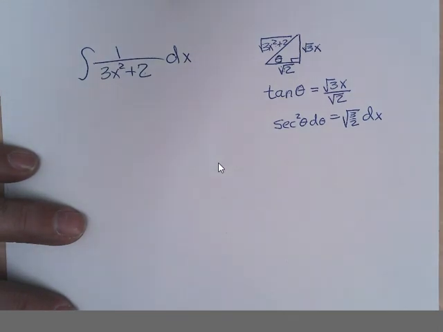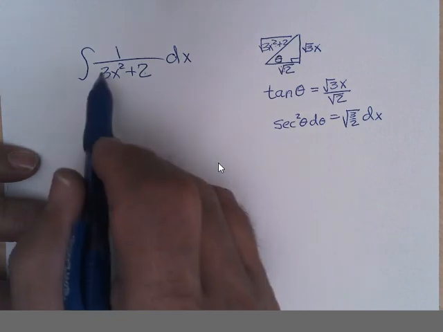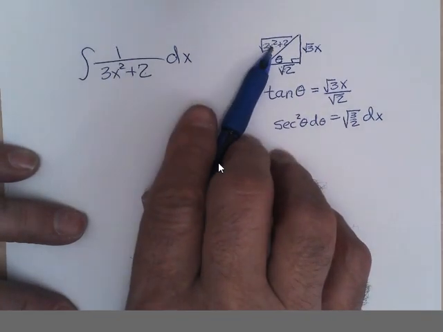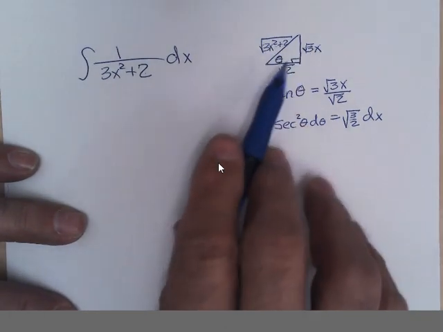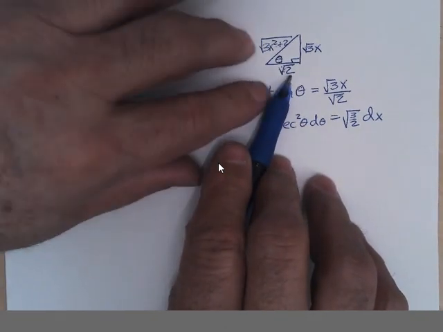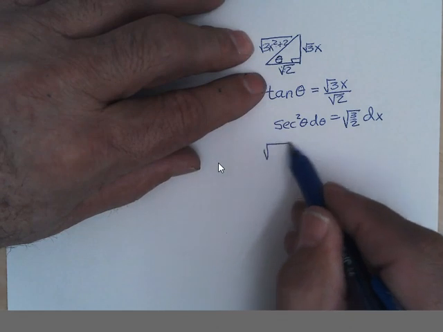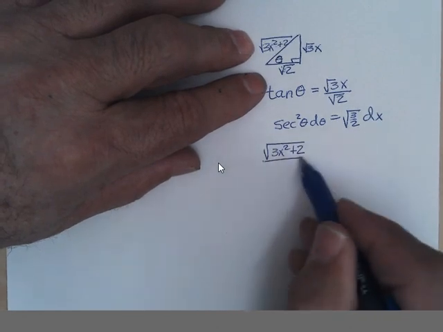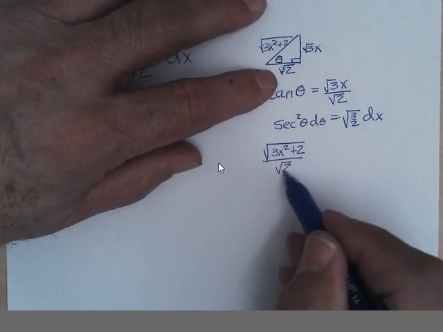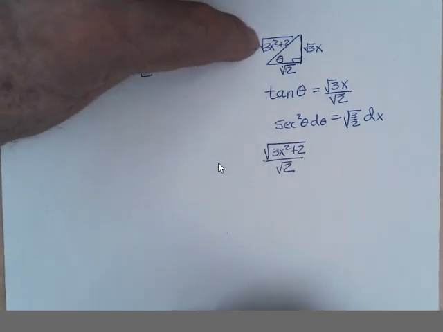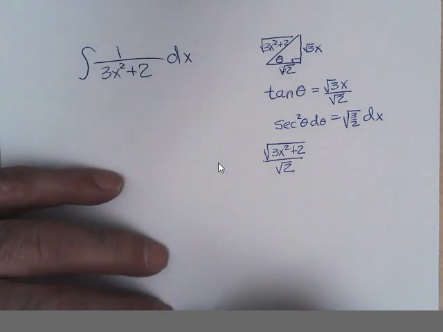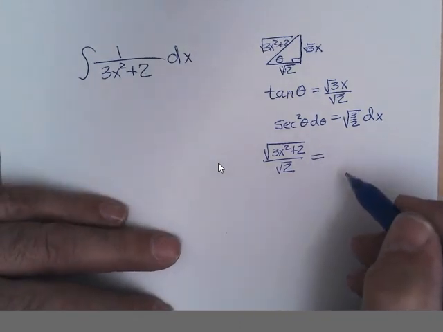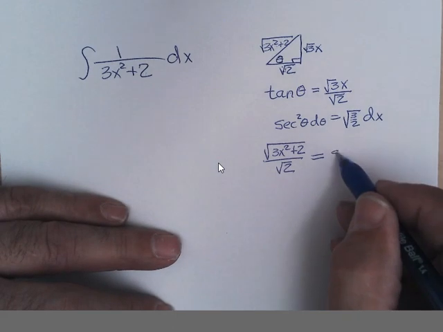And the thing we always have to do with the trig sub is something that relates to this mess, which is this square root thing. If I use it and the simpler side, which is the square root of 2, if I write the square root of 3x squared plus 2 over the simpler side, the square root of 2, that's hypotenuse over adjacent, which is the reciprocal of cosine, which is secant.